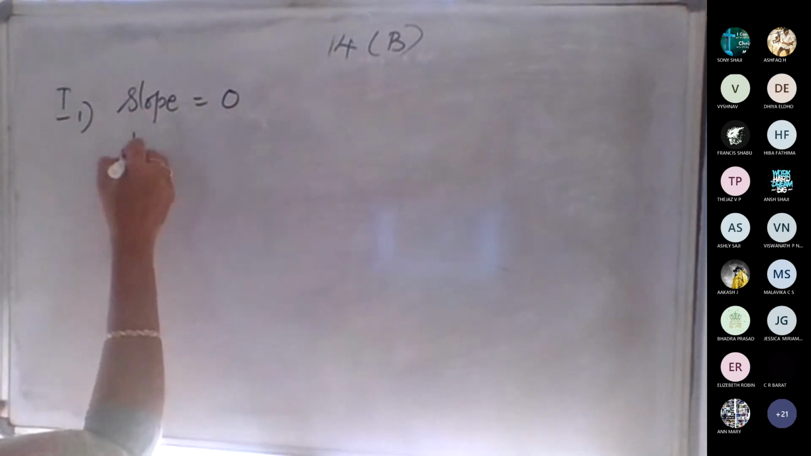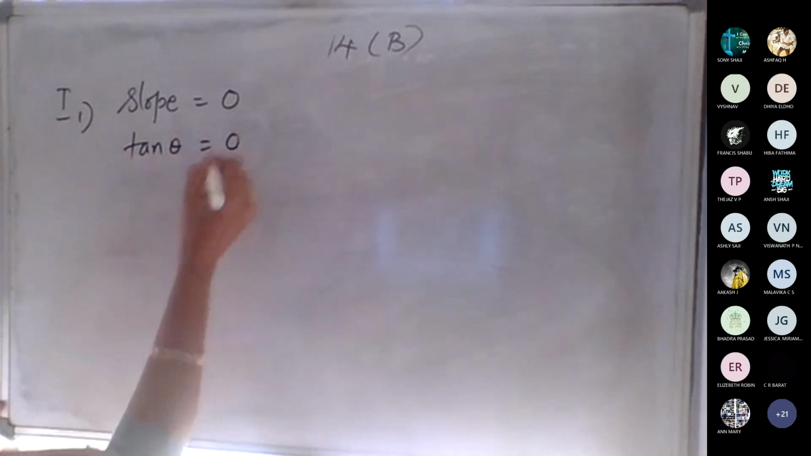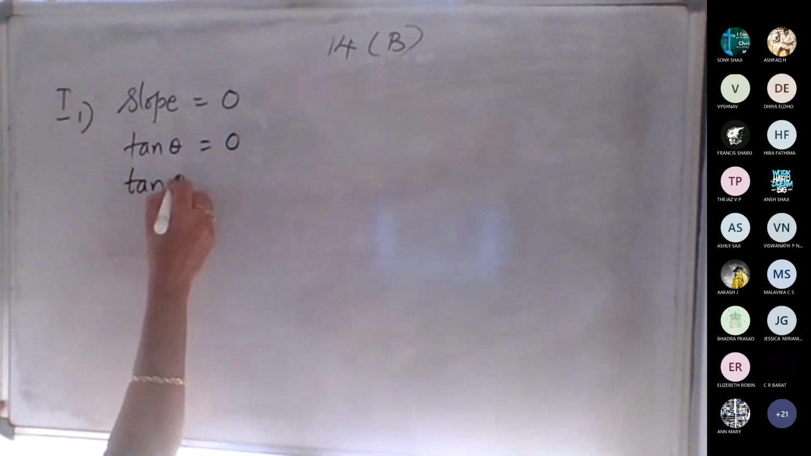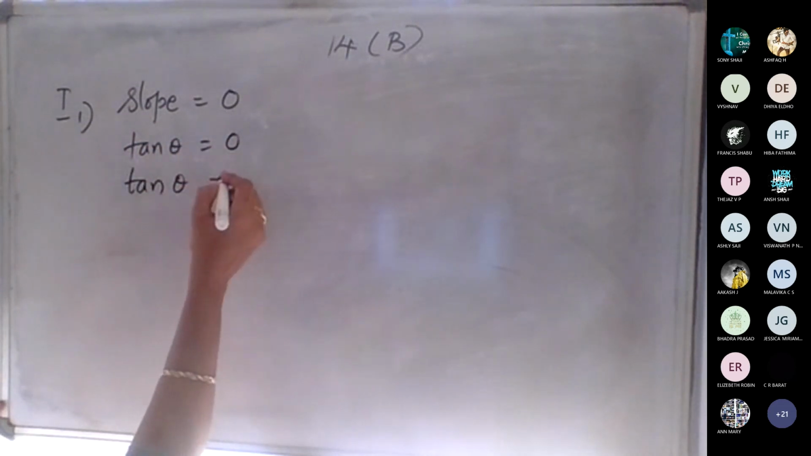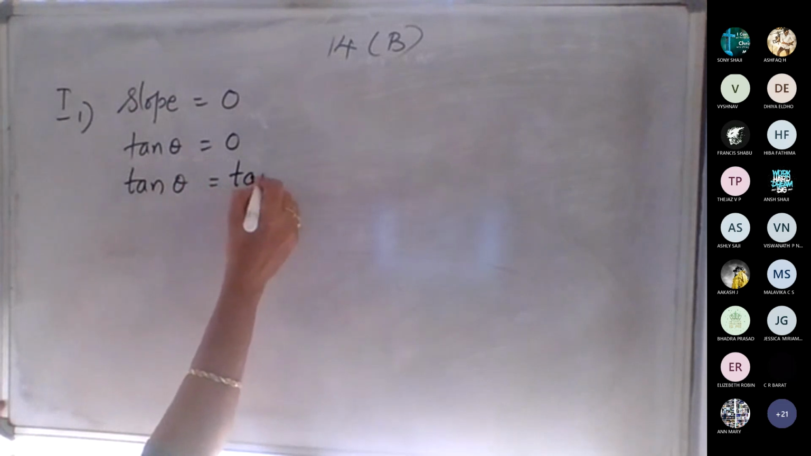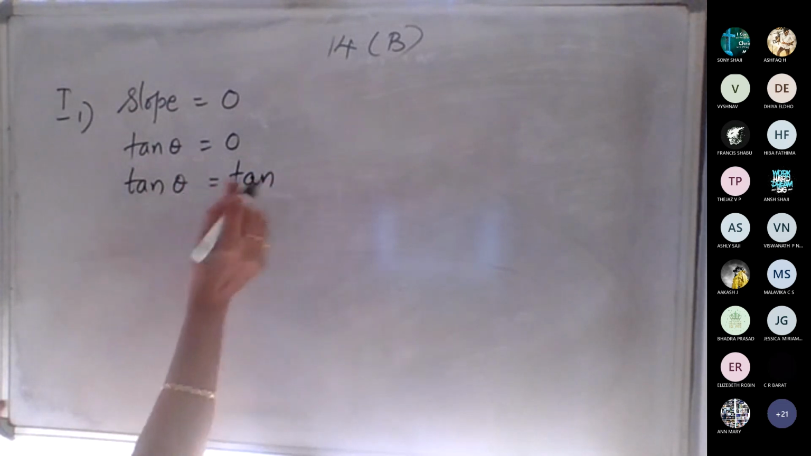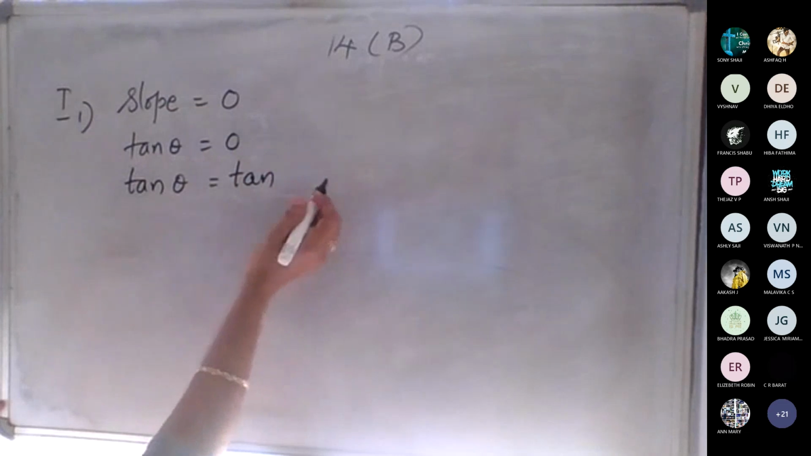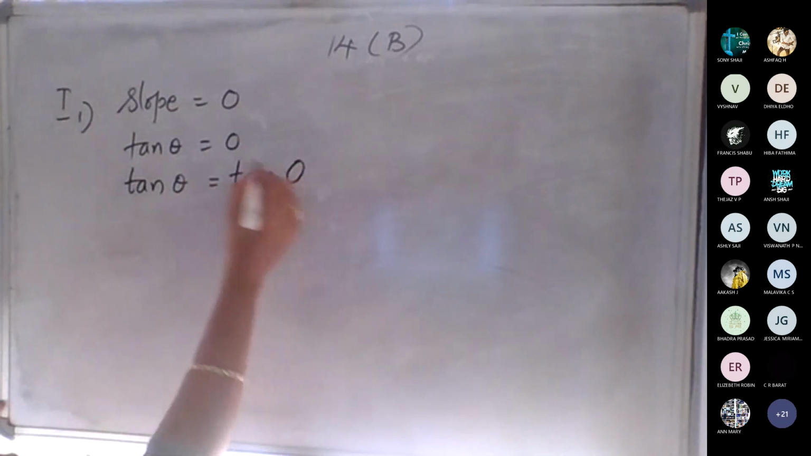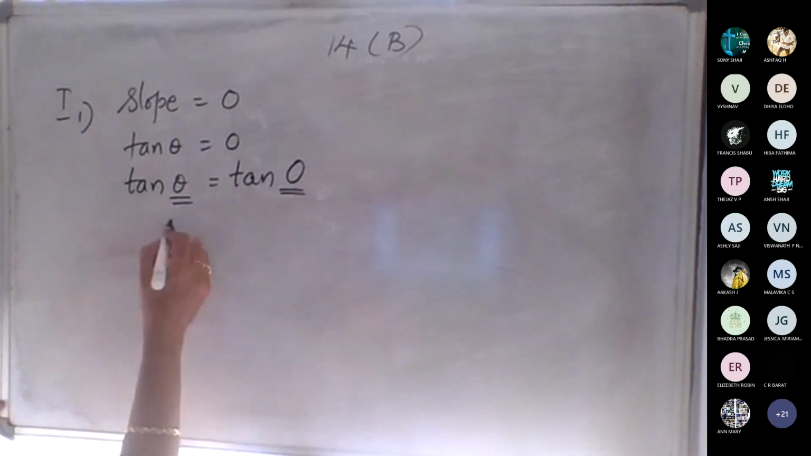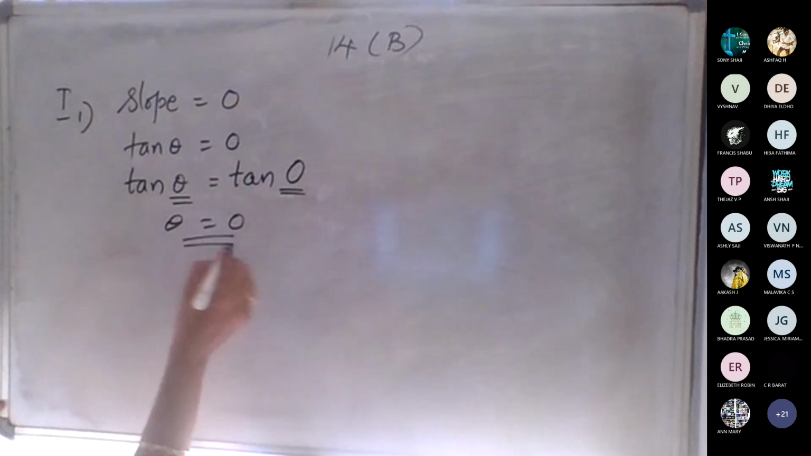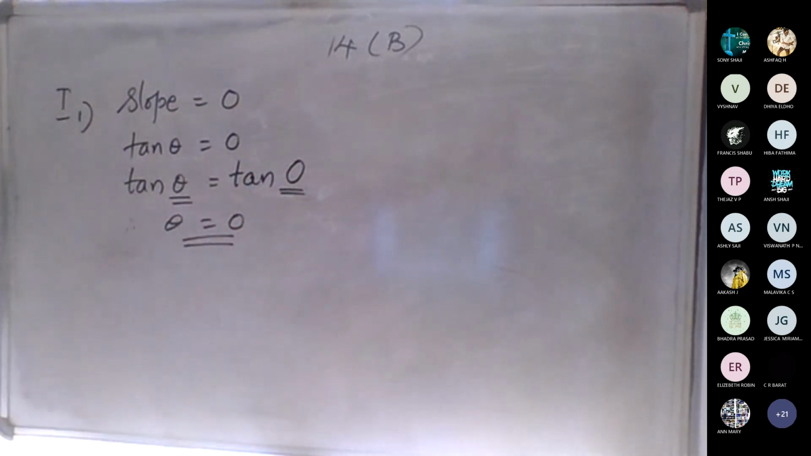Slope is 0, that means tan theta is equal to 0. So tan theta is equal to 0 for what value of theta? Tan 0 is 0. Therefore theta is equal to 0.